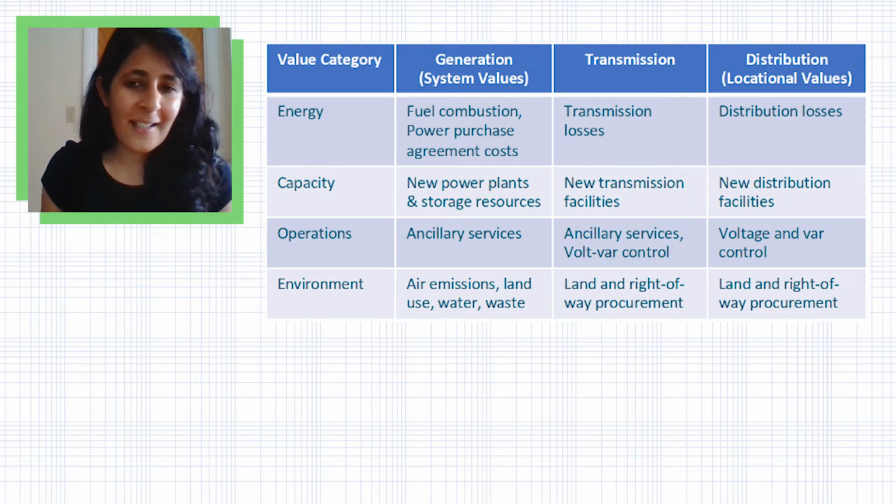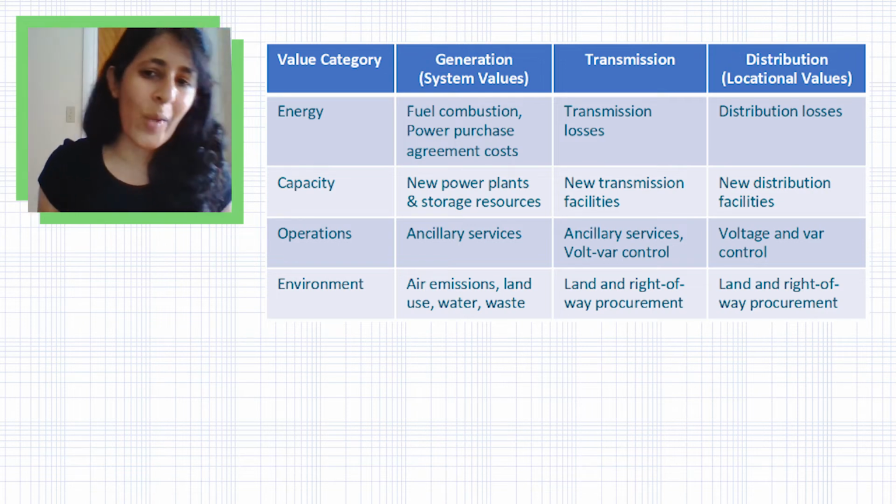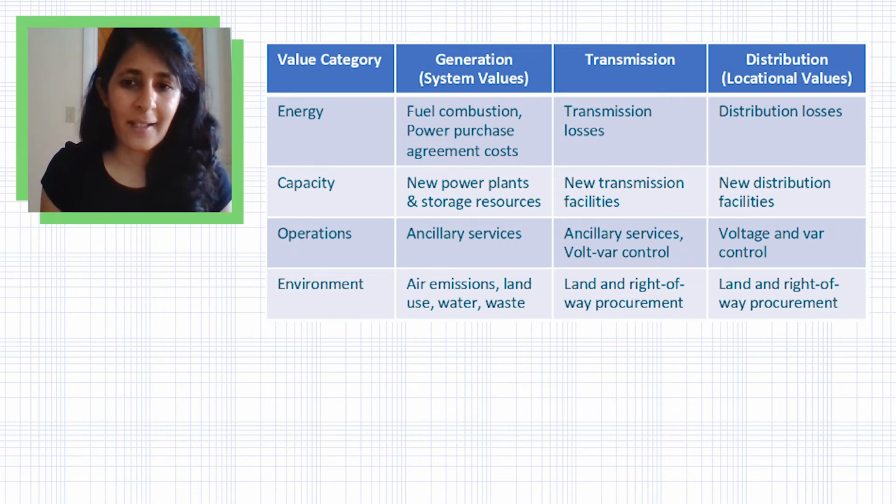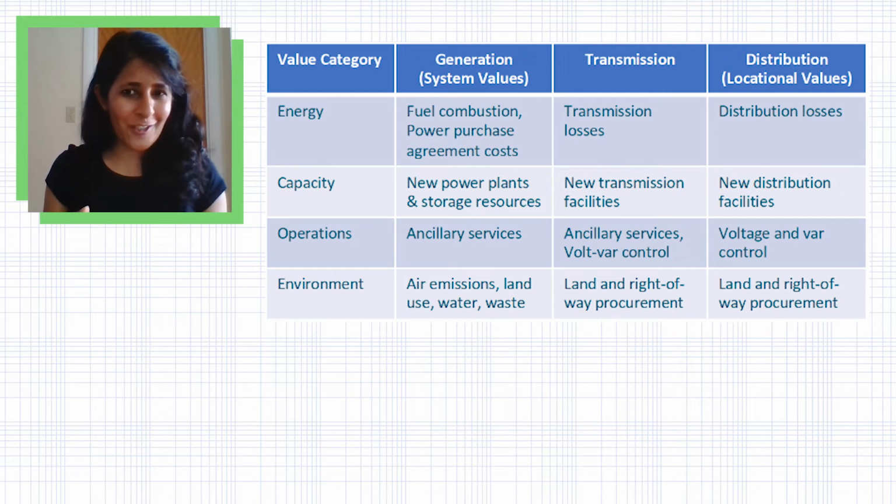And then finally, there is the environmental aspect. So, you're burning less fuel, there's going to be lower air emissions. So there's an avoided cost associated with air emissions. There's also avoided costs associated with avoided waste, avoided water usage, and land use. As you can see, there are a lot of different avoided costs.